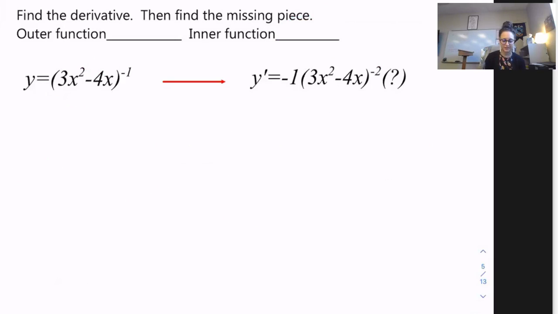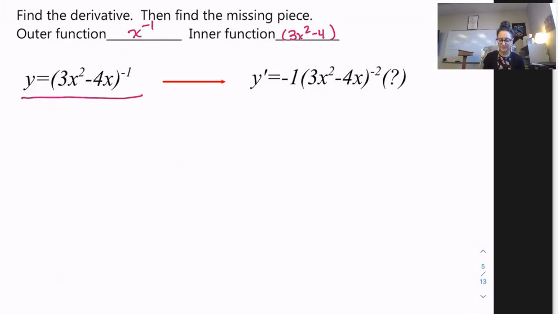All right, can you copy this function now? Y equals quantity 3x squared minus 4x all to the negative 1. My outer function in this case is x to the negative 1, and if I take that derivative, it's negative 1 x to the negative 2, correct? My inner function is everything in parentheses, 3x squared minus 4x, okay? So we're going to see if our pattern works again.